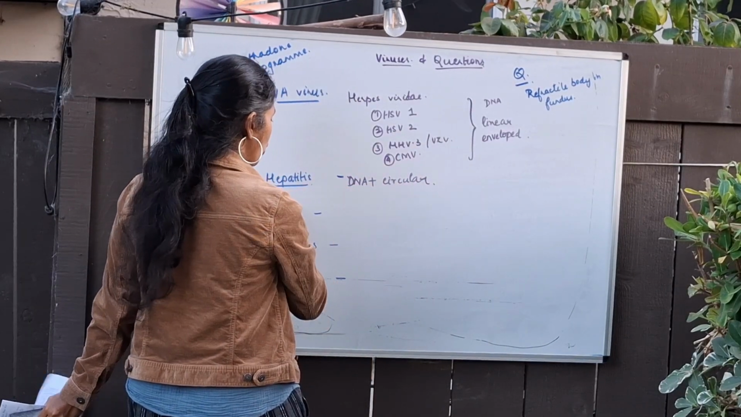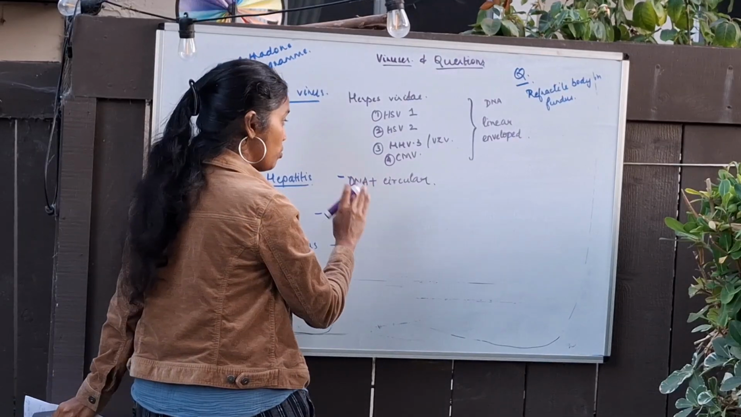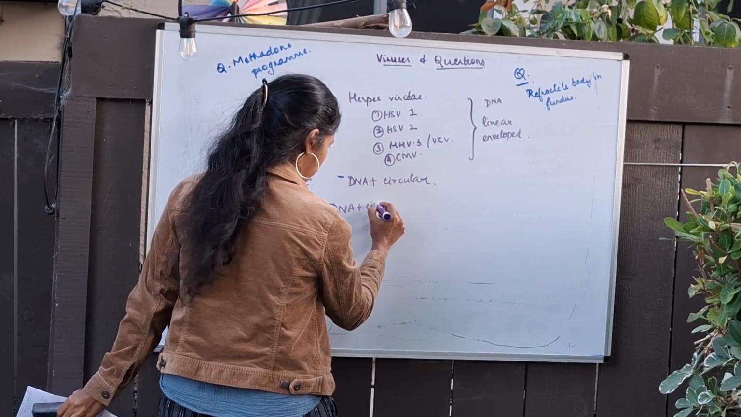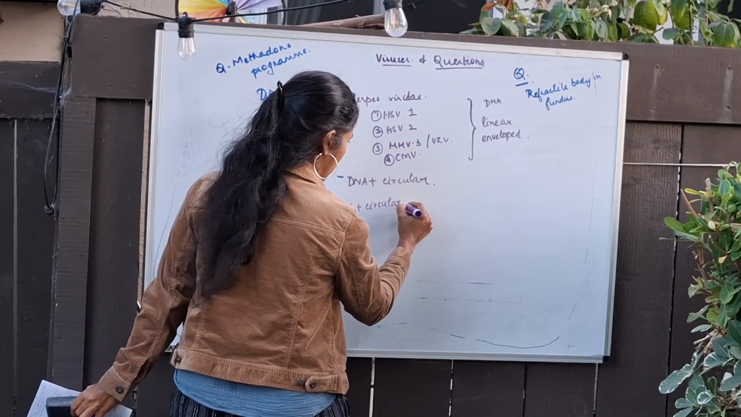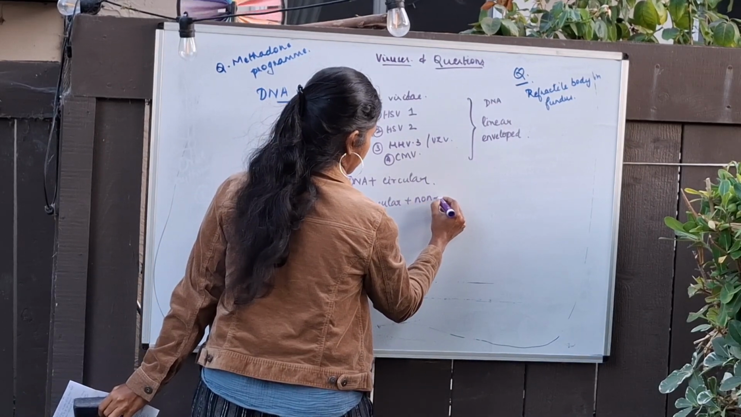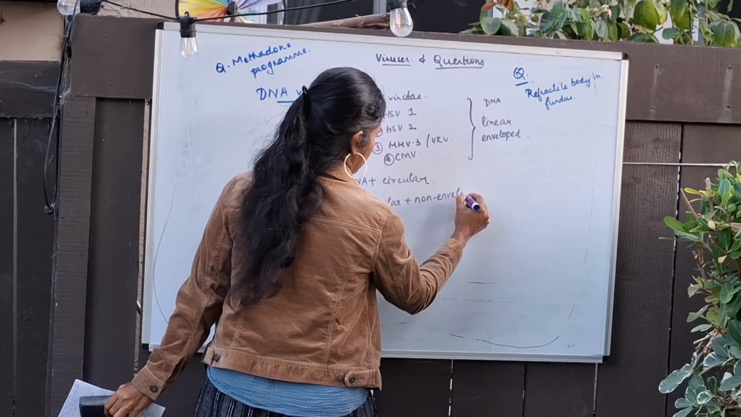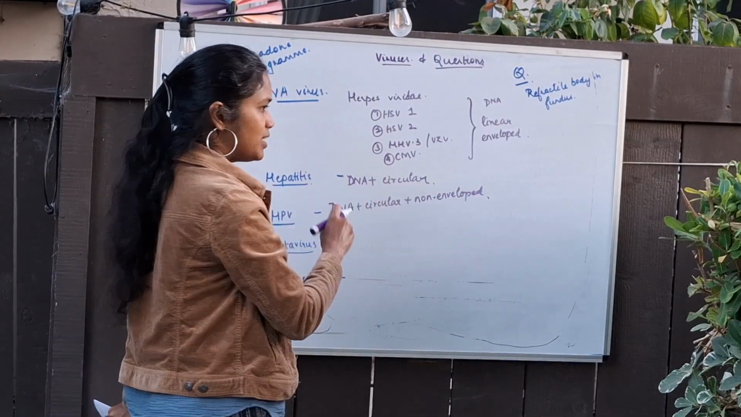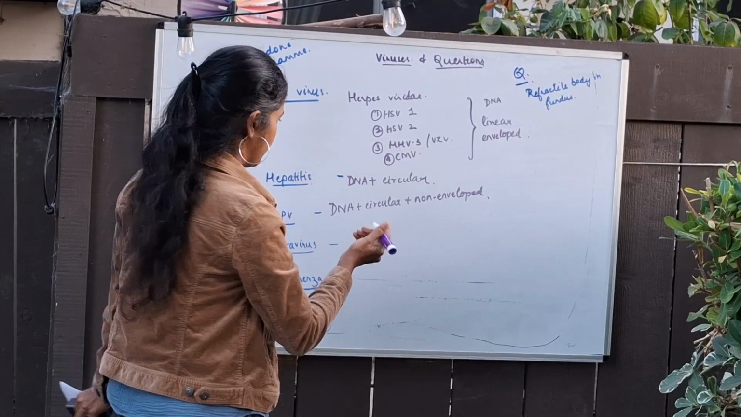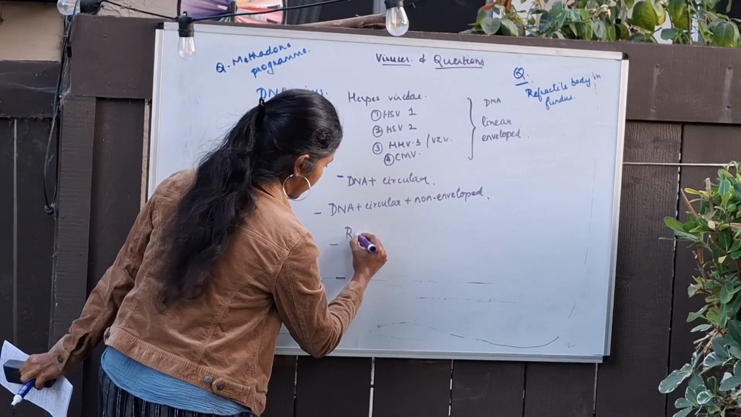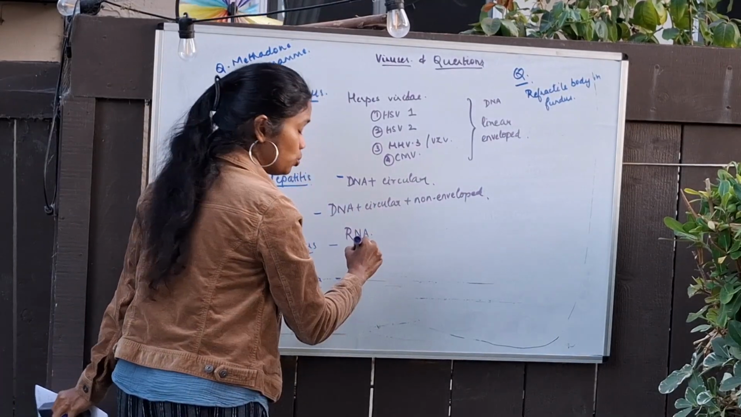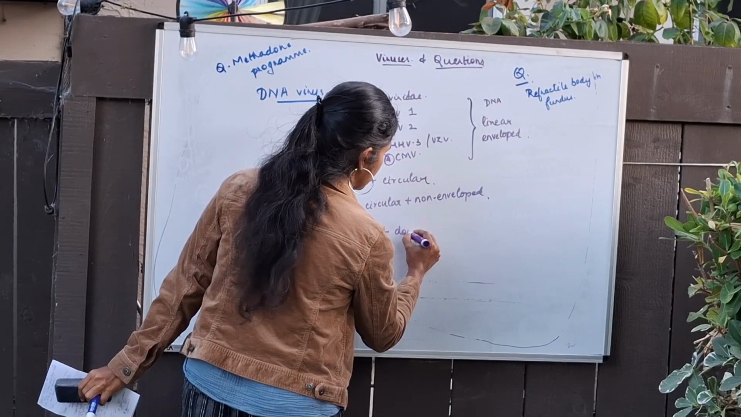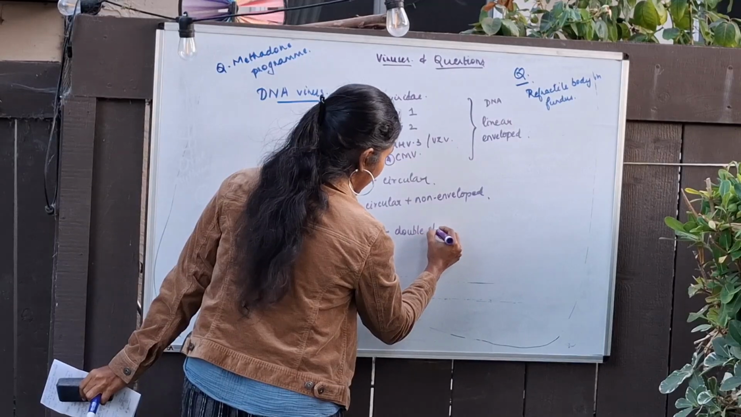What about human papilloma virus? Papilloma virus is also a DNA virus which is also circular, but in addition to it, it will be non-enveloped. What is a rotavirus? Rotavirus is the one which commonly causes diarrhea, right? So rotavirus is an RNA virus, but in addition to it, rotavirus is also double stranded and segmented.